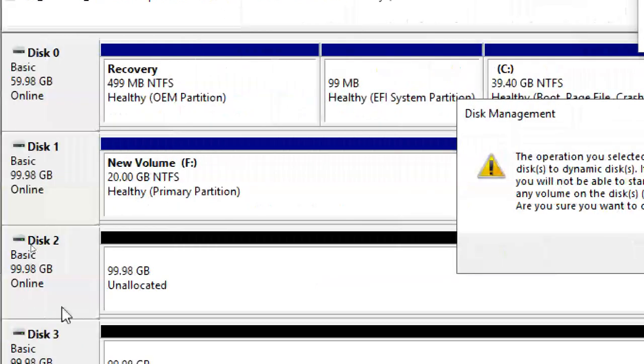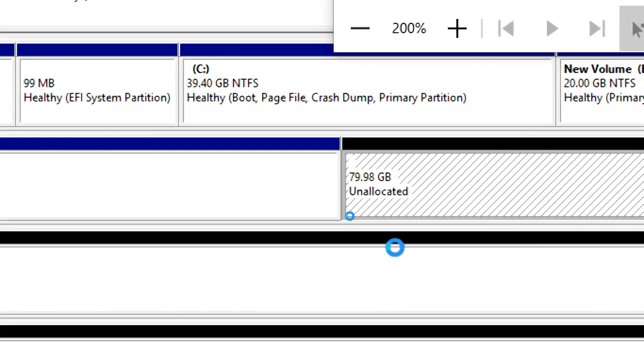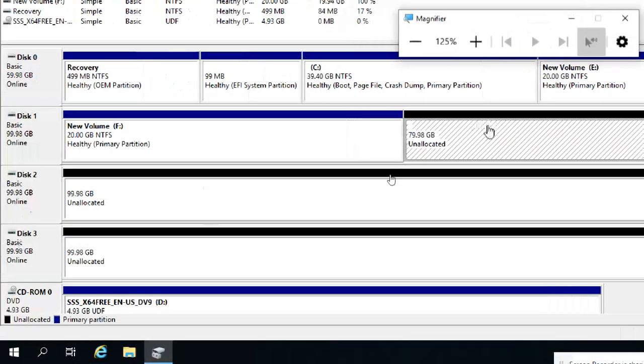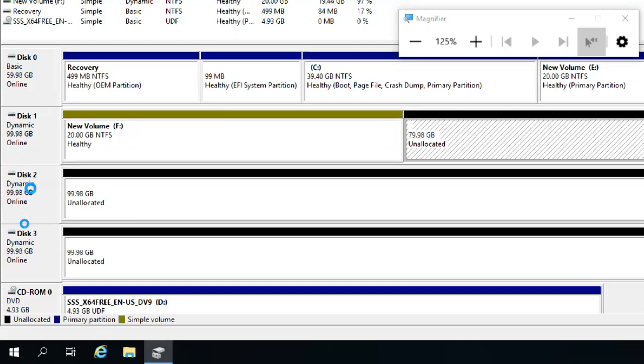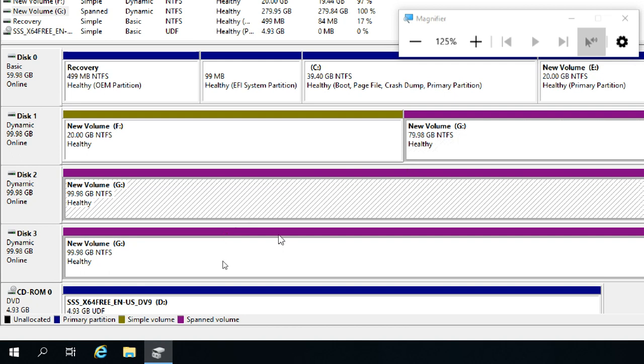It will throw a message like this, because these disks are basic disks. You must convert these disks to dynamic disks before you do it. Otherwise, if you click on OK, what will happen? Automatically, these are first converted into dynamic, and after dynamic it will convert into a spanned volume. So regular or irregular sizes we can add.